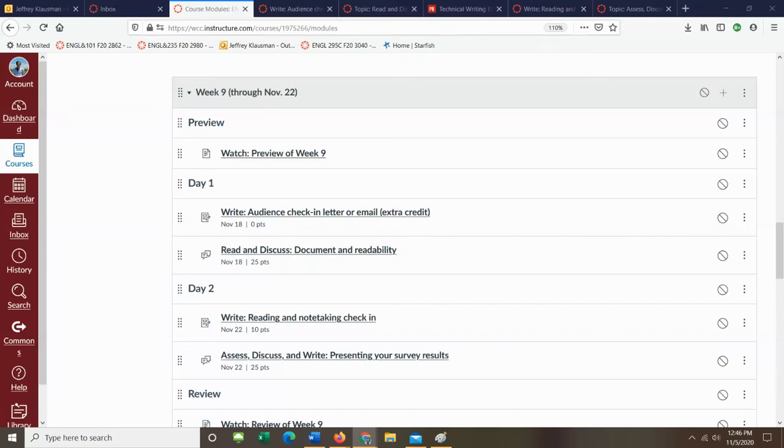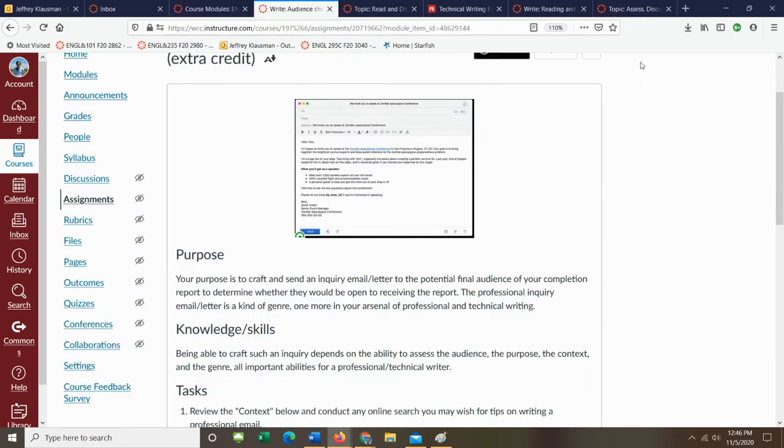Folks, this week we're moving forward with our research or completion reports. We're going to start by writing a professional email or letter to our intended audiences. Now, we haven't yet truly reached out to them, but if you're thinking that you might want to send your report to someone, to your church, your boss, whatever it is you're working on, it wouldn't hurt to find out if they're really open to receiving it.